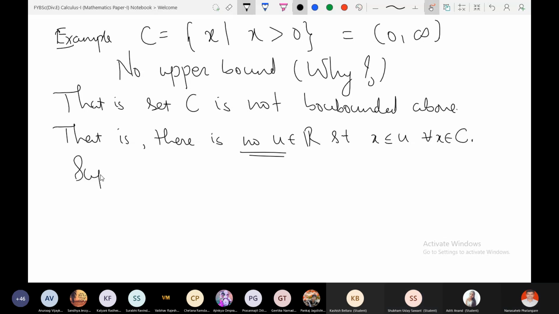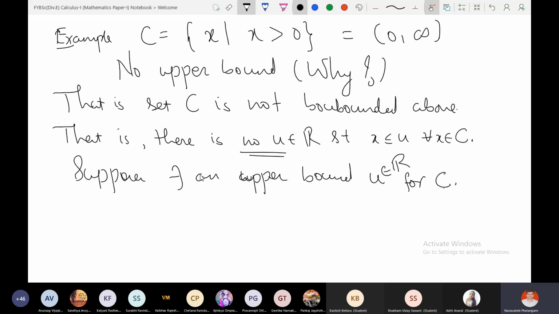Suppose there exists an upper bound u for C. There exists an upper bound which is a real number for C. When I say u is a real number, it means u is a finite number. Do you understand? Everything in the real numbers is a finite number.